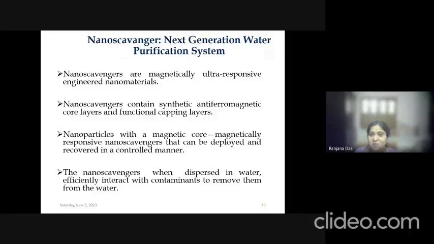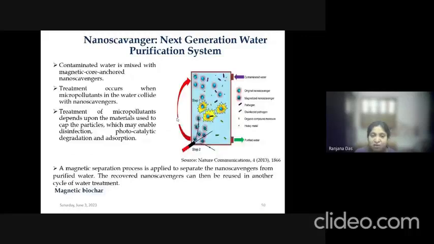And another very smart material, the next generation material, the term that is coming, is the nano scavenger. Nano scavenger is almost synonymous with the magnetic nanoparticle. The principle is of a similar type. The nano scavengers are also a similar type of material. They are magnetically ultra-responsive engineered nanomaterials, thus nano scavengers. There is a synthetic antiferromagnetic core layer and a functional capping layer. This is similar to the magnetic material that we have used. The function is like this.